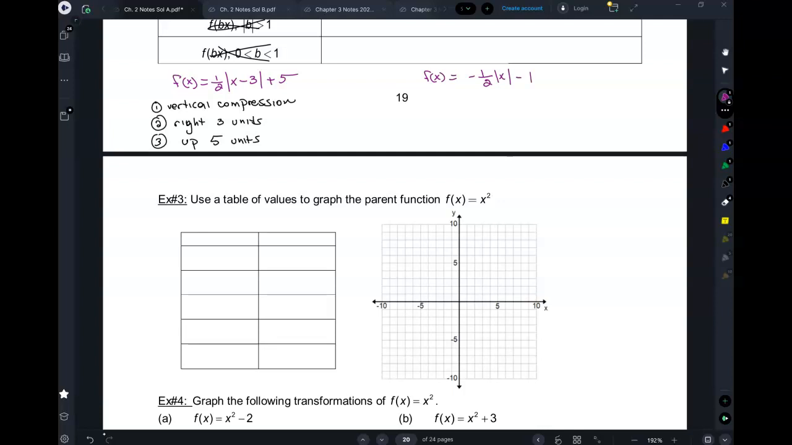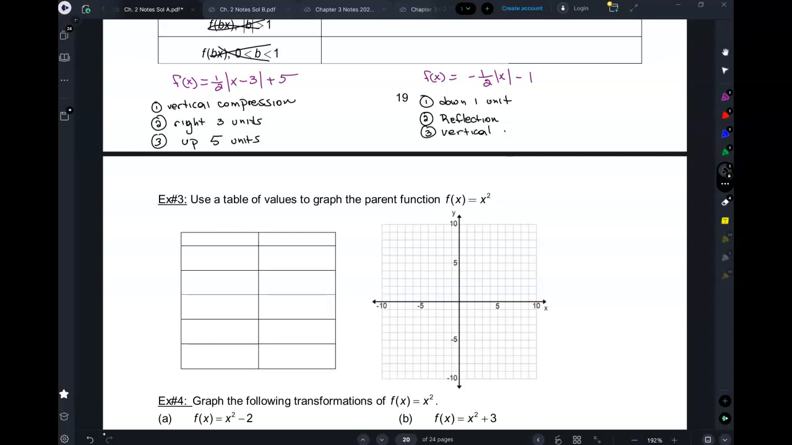Okay. What's one transformation? Let's think about this for a minute. Go ahead and raise your hands. What's one transformation? Okay, Sienna, you give me one. Down 1 unit. Okay. Aiden, give me another one. Reflection. That negative is a reflection. Wait, which negative? The negative half. Correct. So what does the 1/2 do, Sunny? Vertical compression.